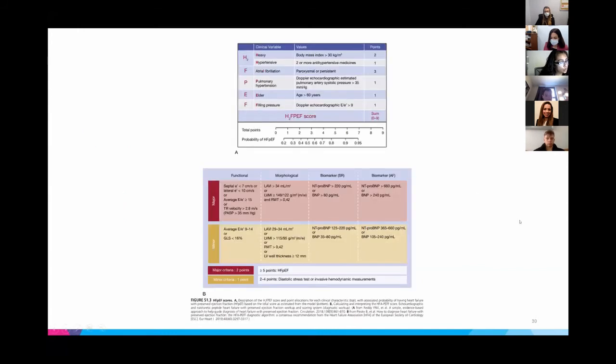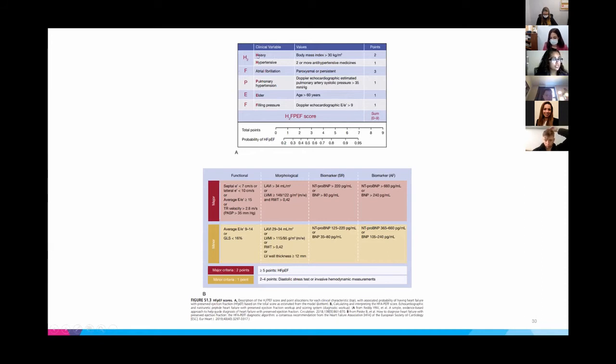These are scores for HFpEF. So this is really in diagnosing HFpEF. In A, this is the HFpEF score, and it gives the probability of the patient having HFpEF as the cause of their symptoms. So again, these are risk factors that we've already spoken about, and in the scoring system, they have been validated to give you a probability based on the number of points.